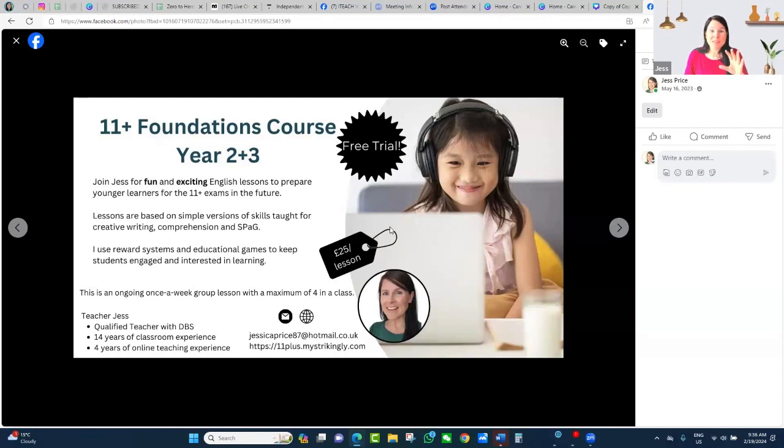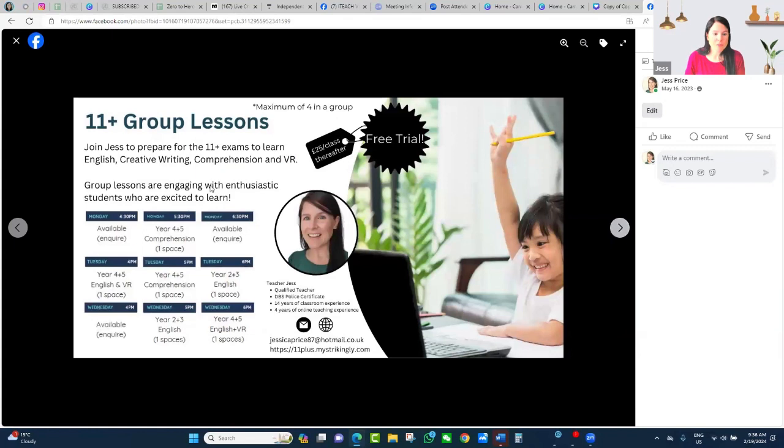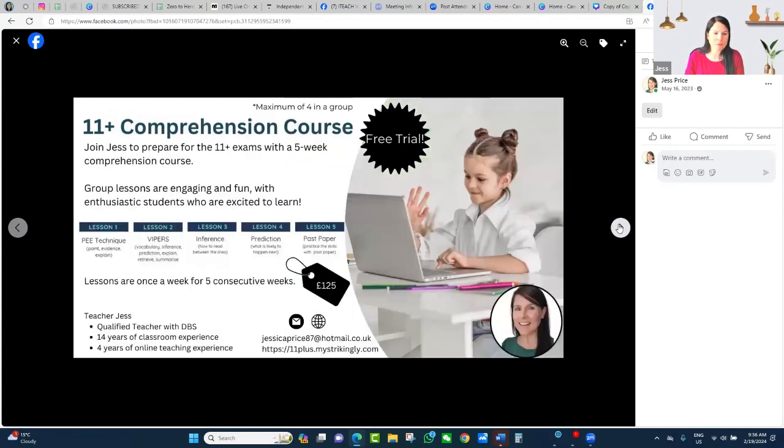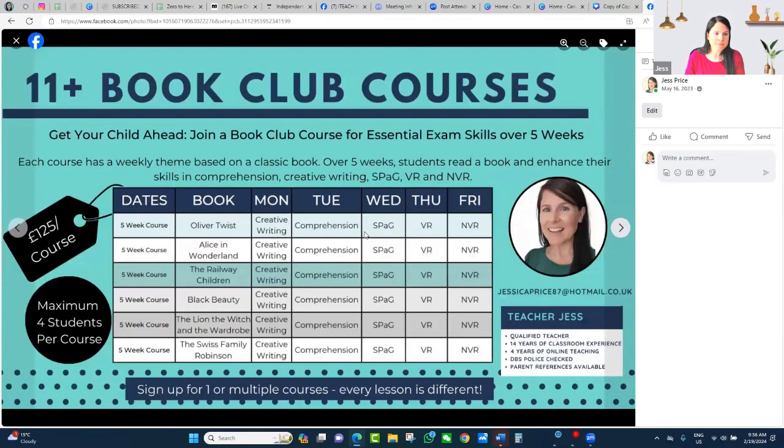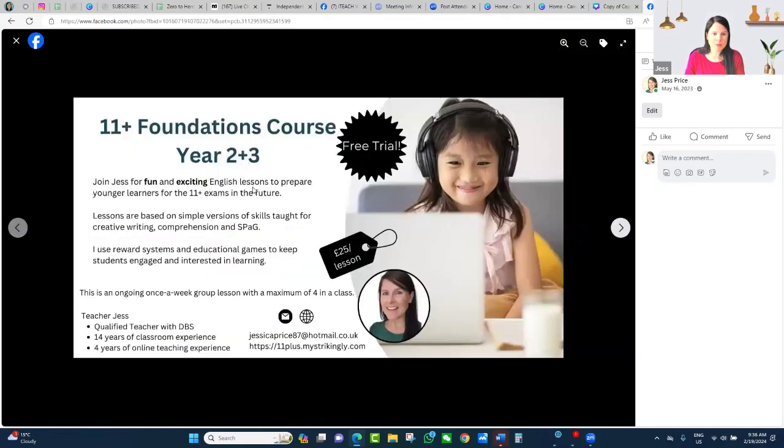Okay, so when I posted this one, I decided to post all of my different flyers too. So this is my foundations course, my group lessons. These are my ongoing group lessons. So they can see that I have a holiday course, but I also have ongoing lessons. And again, that's all about branding and messaging and making sure that they understand fully what your services are about. This is my comprehension one. Okay, that's all of them.